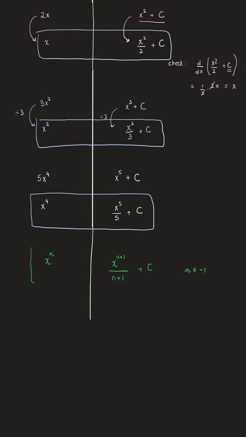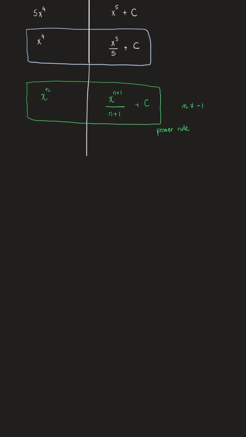So let's box this as our power rule for anti-differentiation. And I'm going to state this at the bottom. So we have that if we're looking for the family of functions whose derivative is x to the n, that family will look like this. It will be x to the n plus 1 divided by n plus 1 plus c, as long as n does not equal -1. This is called the power rule for antiderivatives, and this works also when n is a rational number, a fraction.